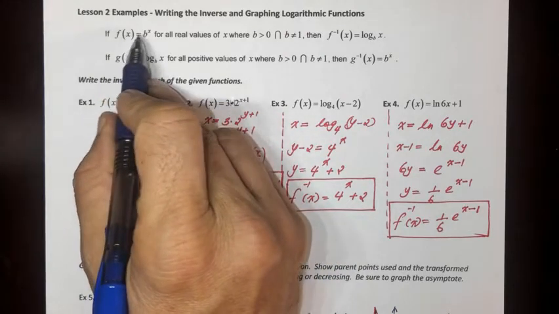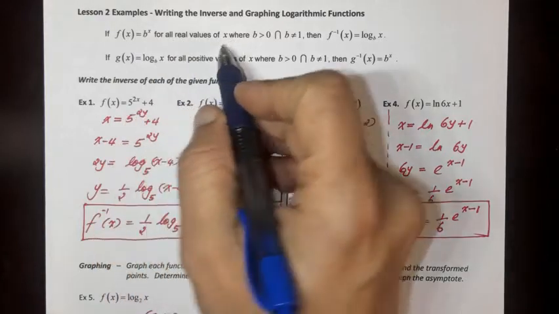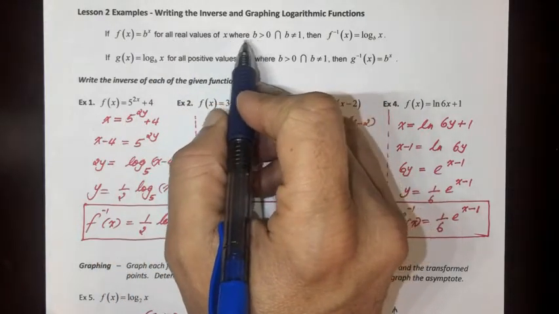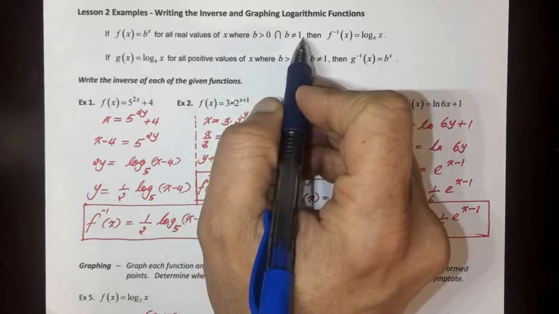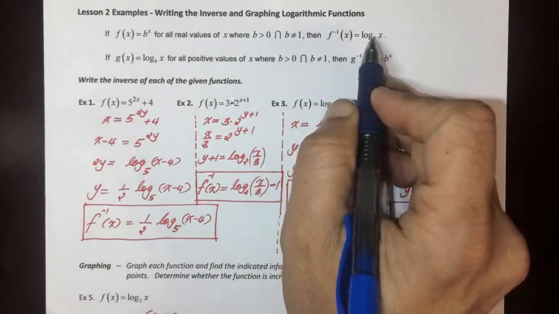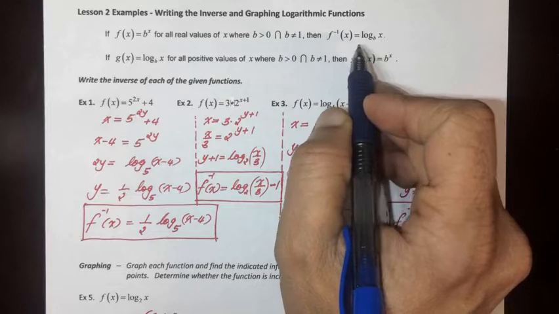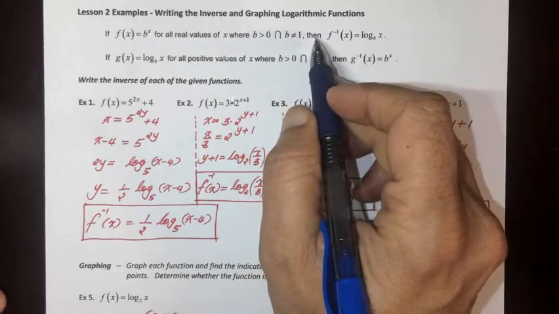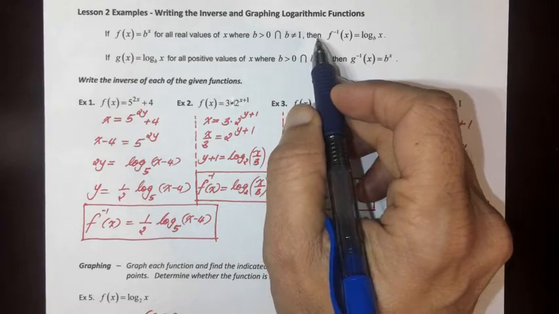If f of x is equal to b to the power of x for all real values of x, where b is greater than 0 and b is not equal to 1, then f inverse of x is equal to log x to the base of b. So this is how we define the inverse of a function.